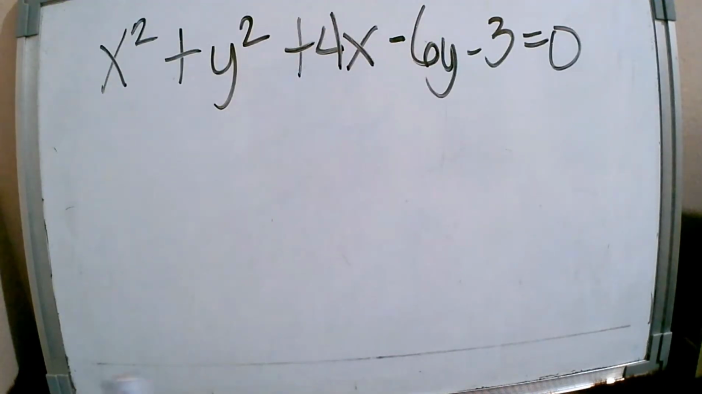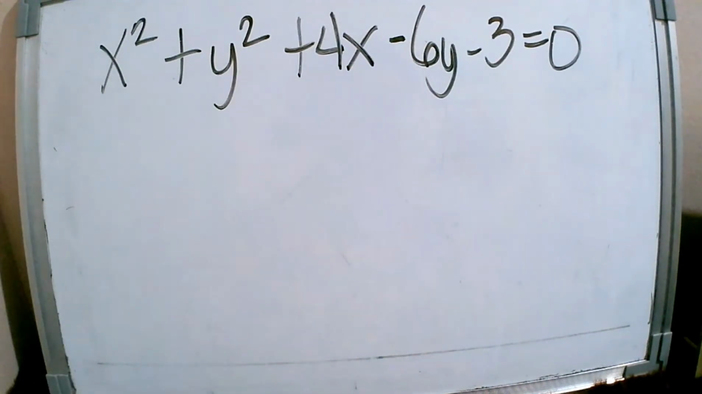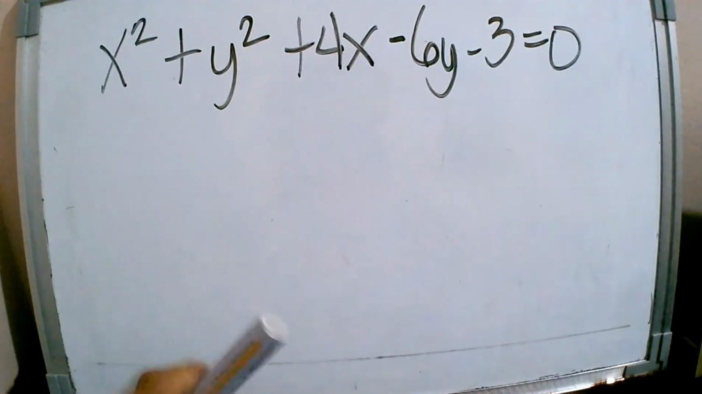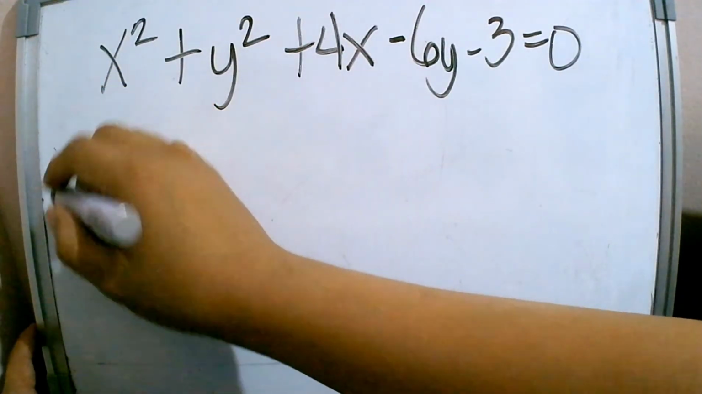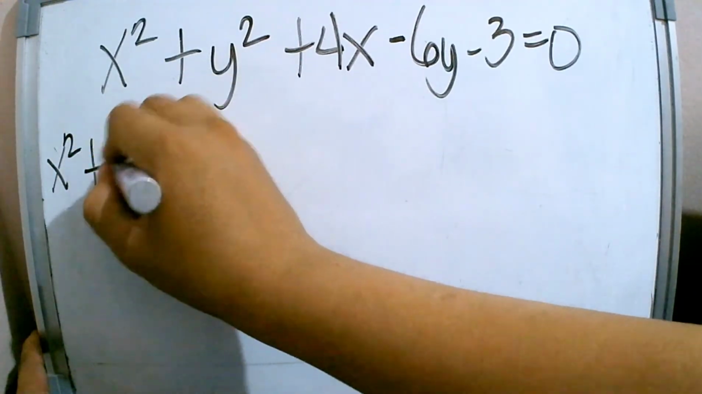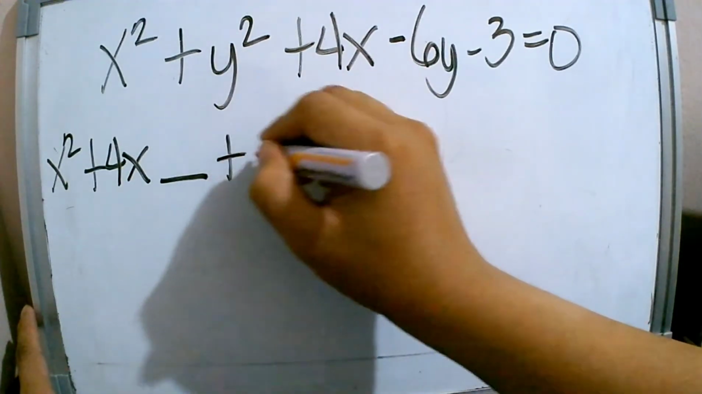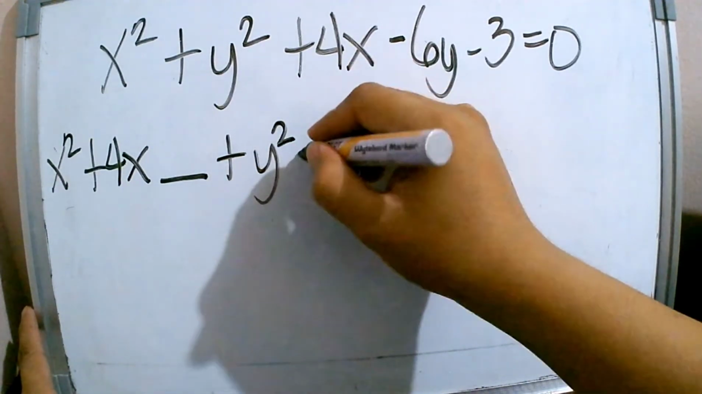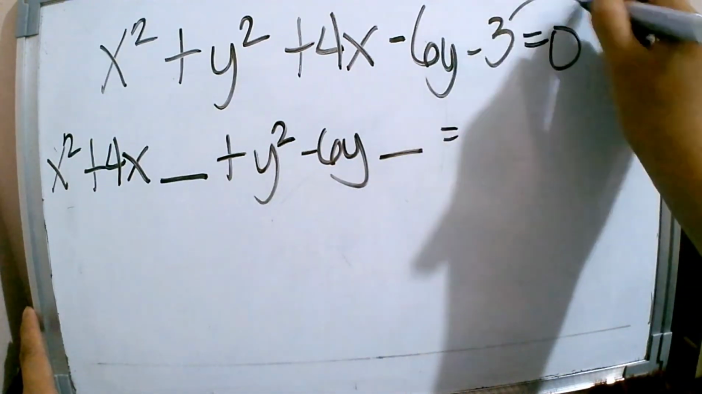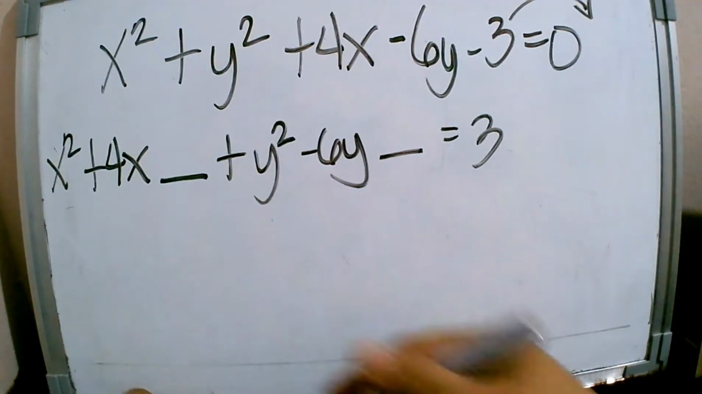Example number 3. General equation, we will transform this into a standard equation. Then we will find the center and the radius. Okay, so same thing, group the x's. So we have x squared plus 4x, then leave the space for the third term, plus y squared minus 6y, for the third term, is equal to, transpose. So we have positive 3.